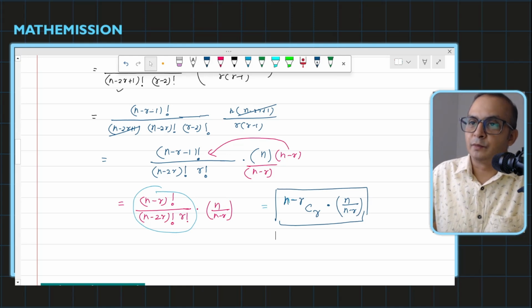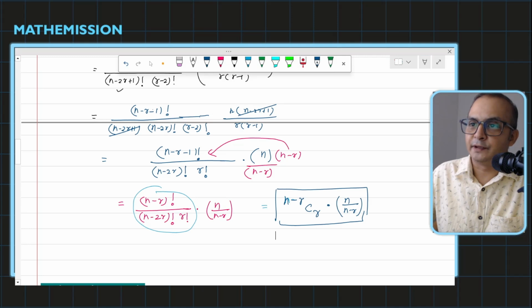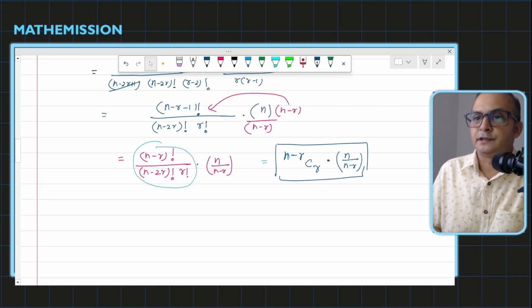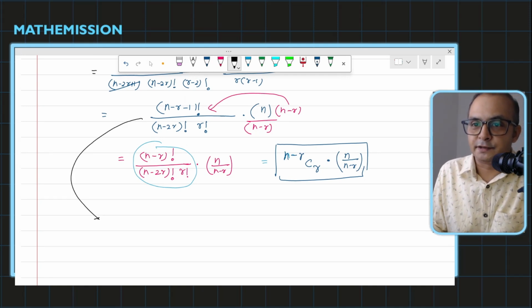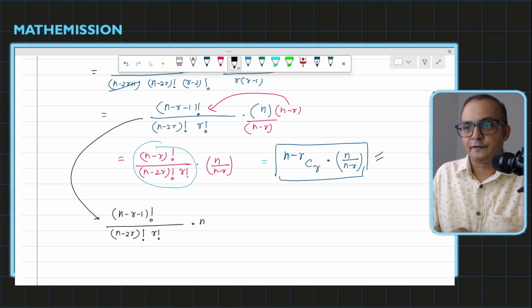So this is one formula we derived, but you can also notice one interesting thing is happening with the same formula. Let me take it here, and I had this formula here. Let me just take it down. So (n minus r minus 1) factorial divided by (n minus 2r) factorial and r factorial, and that was n. So this was one formula we already derived.